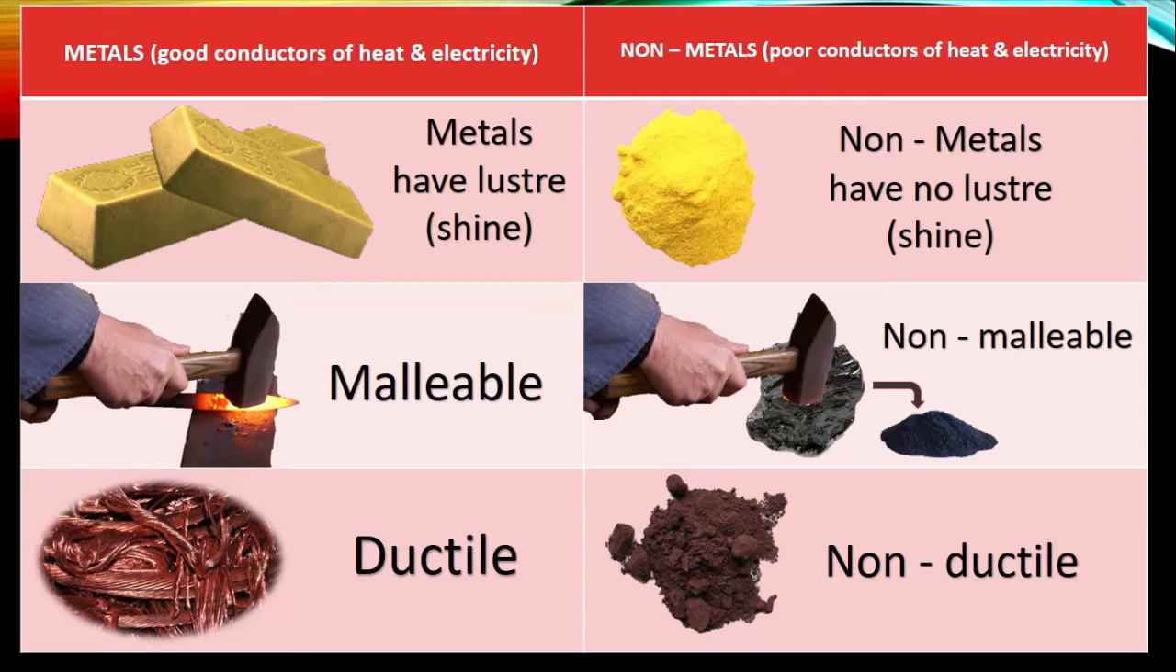Non-metals are poor conductors of heat and electricity, meaning they don't conduct heat and electricity. Non-metals have no luster, are non-malleable, and are non-ductile. For example, sulfur has no luster, meaning it doesn't shine, and it is non-malleable, that means it's brittle, it can be smashed into tiny particles. So it cannot be beaten into sheets. And non-metals are non-ductile, meaning they cannot be drawn into wires, such as phosphorus.